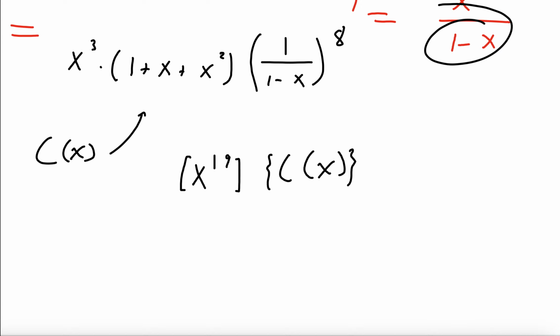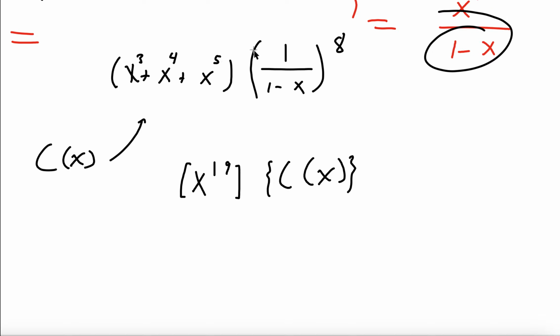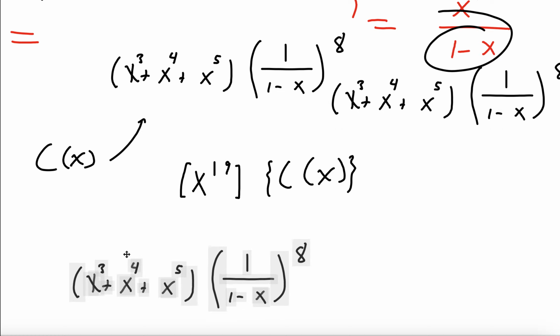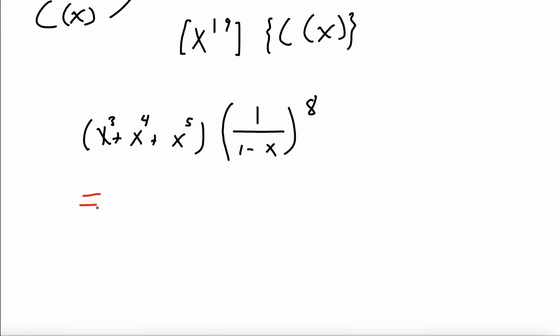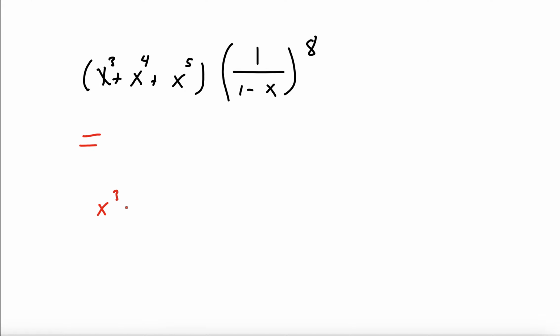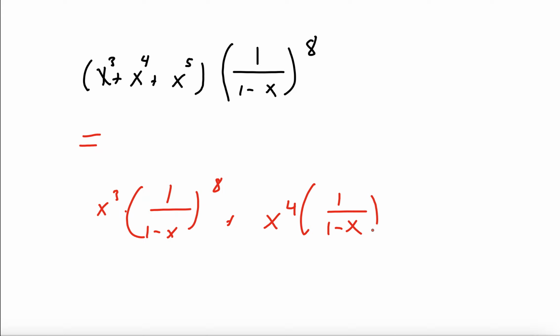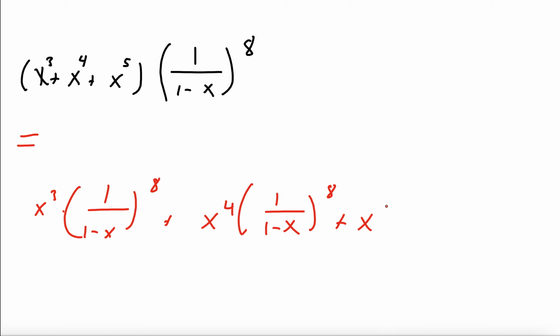First of all, we can distribute the x cubed term here into the 1, x, and x squared. This becomes x cubed plus x to the 4th plus x to the 5th, right? Like this. And then we can distribute that across the 8th power geometric series. So this becomes x cubed times 1 over 1 minus x to the 8th power, plus x to the 4th, 1 over 1 minus x to the 8th power, plus x to the 5th, 1 over 1 minus x to the 8th.